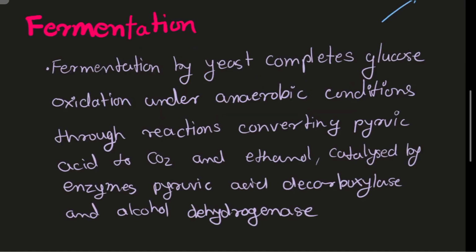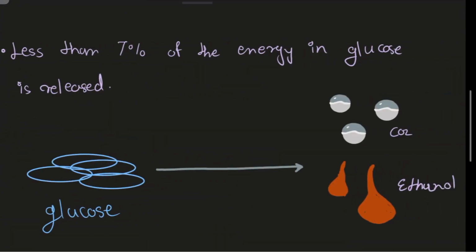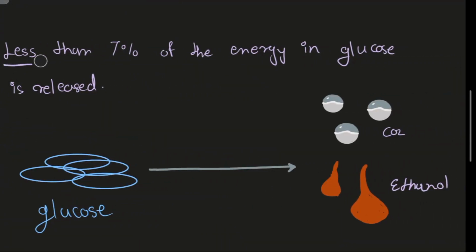Moving forward to fermentation. Fermentation by yeast completes glucose oxidation under anaerobic condition through a reaction converting pyruvic acid to carbon dioxide and ethanol, catalyzed by the enzymes pyruvic acid decarboxylase and alcohol dehydrogenase. So note, less than 7% of the energy in glucose is released. So glucose is converted into carbon dioxide and ethanol.